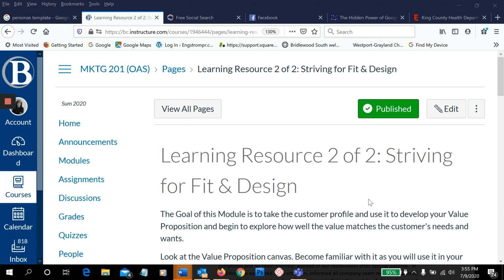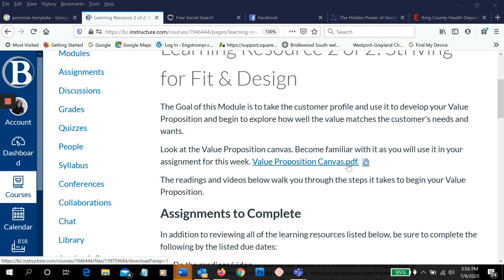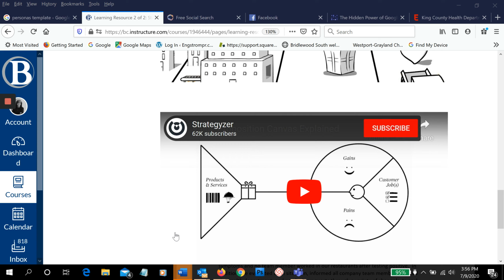Class, let's talk about learning resource 2 of 2, striving for fit and design. At this point, you should have turned in your customer canvas, which gets you a little closer to where you want to be in terms of developing that customer profile and looking at the pains and gains. So let's now look at the value proposition canvas.